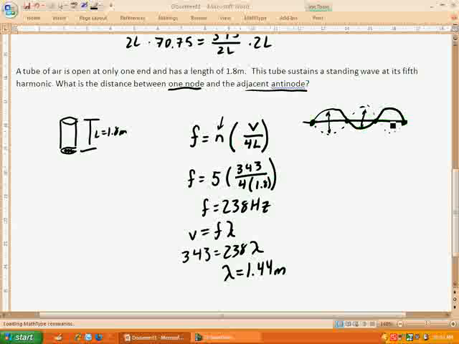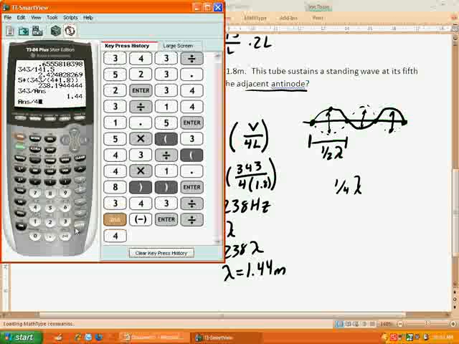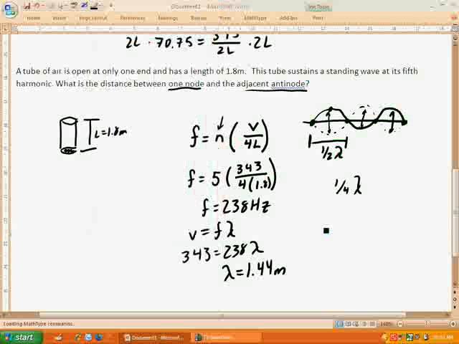So we already know that from one node to the next is half of a wavelength, right? Because you need to go through a little bit more to get the full wave. So this is half a wavelength, which means from a node to an antinode is half of that, which is then a quarter of a wavelength. So since the wavelength is 1.44, if we divide that by 4 and find a quarter of it, we get 0.36, and so 0.36 meters is the distance from one node to the adjacent antinode.